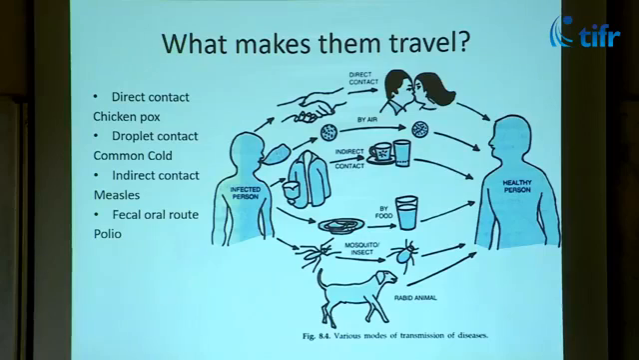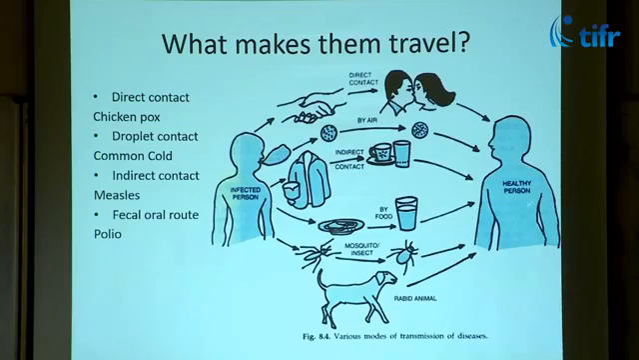Then there is the fecal oral route, where the infected person sheds the virus particles in their feces, which may contaminate food and drink and then travel to a healthy person. Polio is a good example of such a disease.